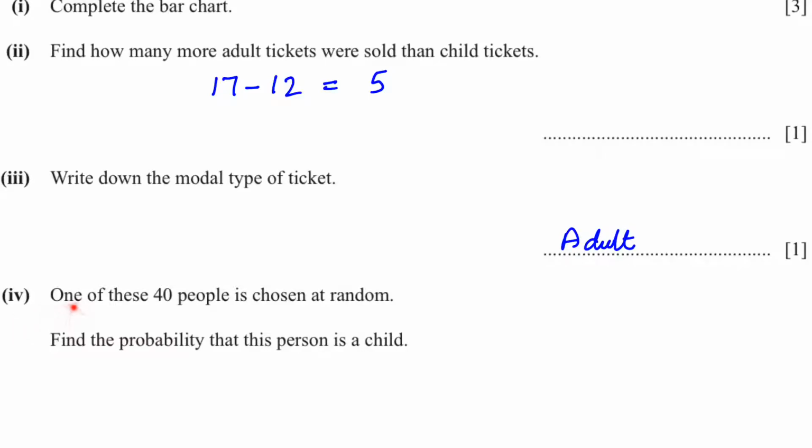In 4, one of these 40 people is chosen at random. Find the probability that this person is a child. Whenever we write a probability, the outcome we want will be written as a numerator. So we want the person to be a child. How many children are there? 12. And the total outcomes we write as a denominator. Total tickets sold were 40. So 12 over 40. You need to simplify it, and the answer is 3 over 10.